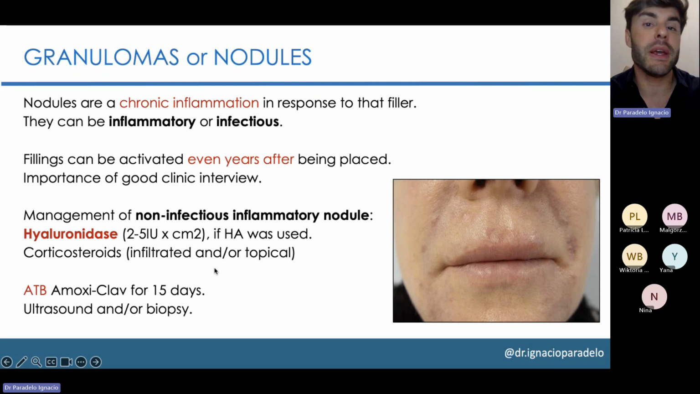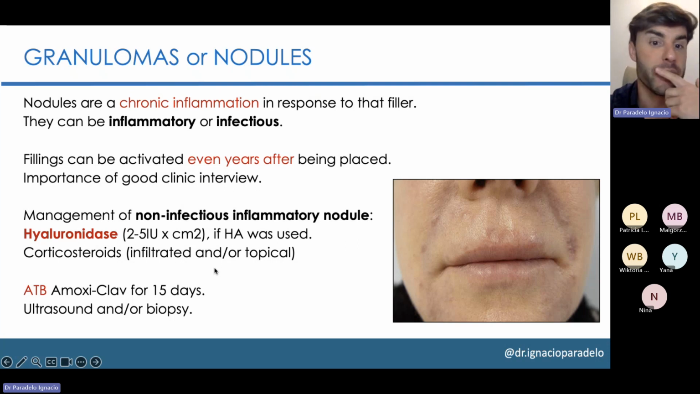One of the most common complications are the nodules or the granulomas. Nodules are a chronic inflammation in response to that filler. They can be inflammatory or infectious. Fillers can be activated even years after being placed, and that's something that we have to keep in mind, because usually when they appear, the patient has forgotten about the treatment with hyaluronic acid. So that's the importance of a very good clinical interview.